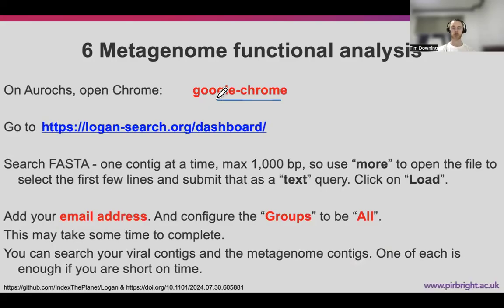So we can use Google Chrome to do this in Oryx, or just directly copy and paste it over like I do to the Chrome browser on your laptop. The maximum length is 1000 bases, and you'll have to submit the query as a text query and load it on the website. You'll need to add your email address, and you can toggle the groups criteria to be all just till we get a better comprehension of what might be present. These take a few minutes to run, and ideally you should take at least one of your viral contigs and one of your metagenome contigs to see what you get.